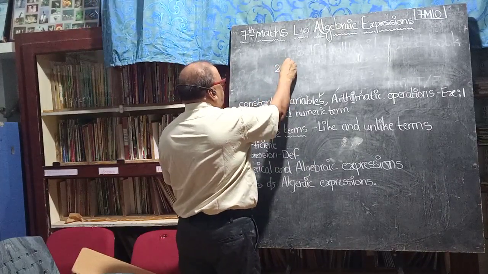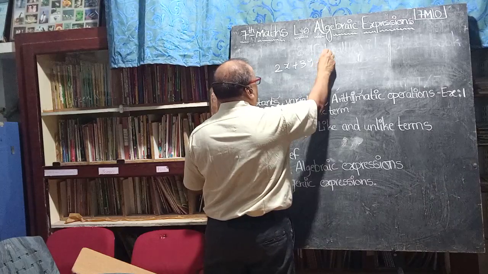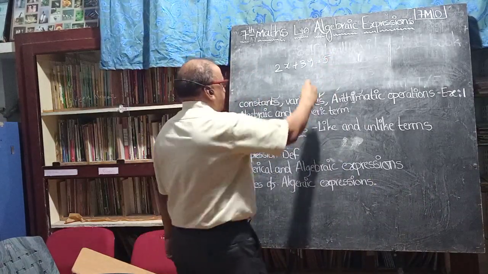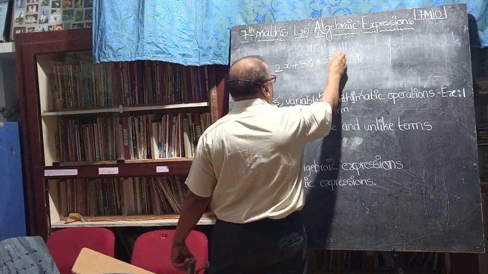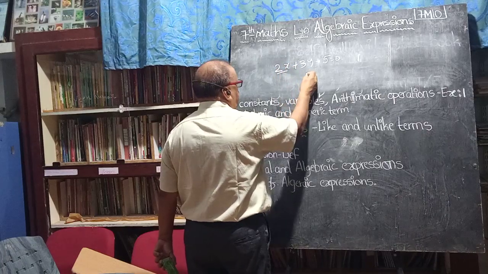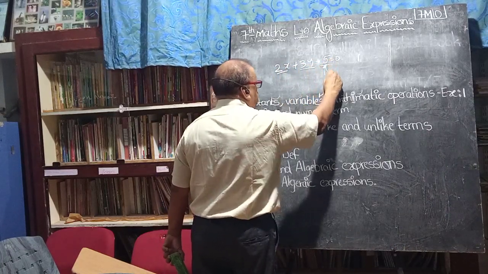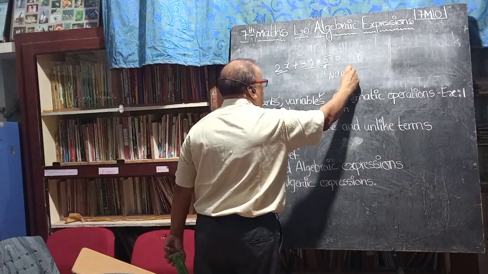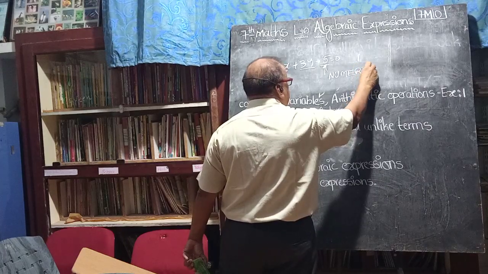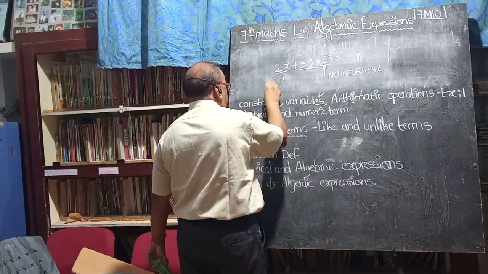I will say 2x plus 3y minus 5 is equal to 0. Let's say this is an algebraic expression. This is an algebraic expression. This is a numeric expression, because it has only numerical terms. This is algebraic.